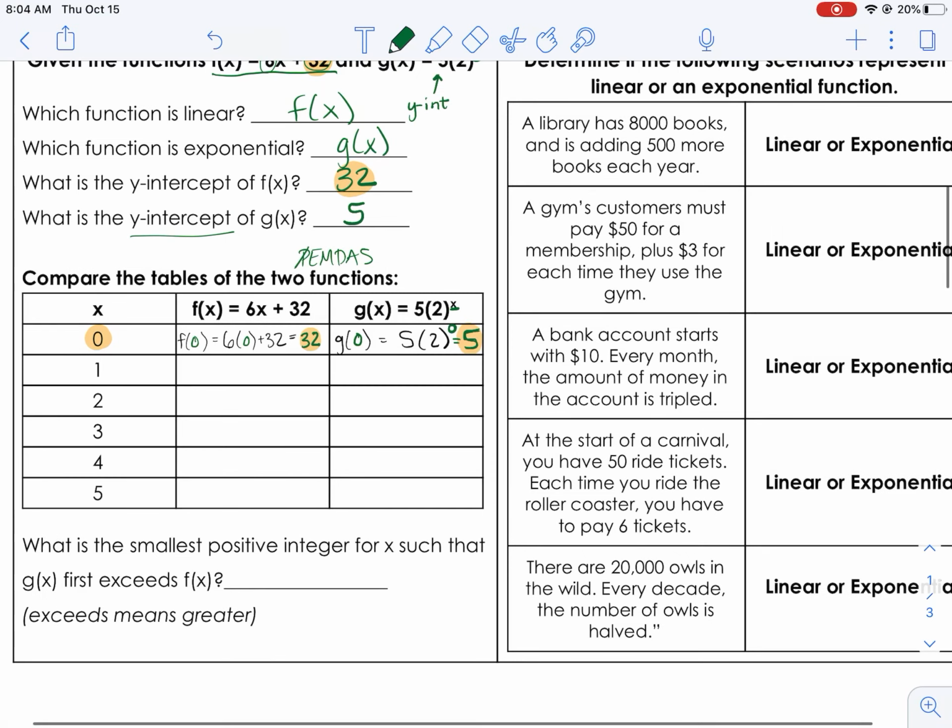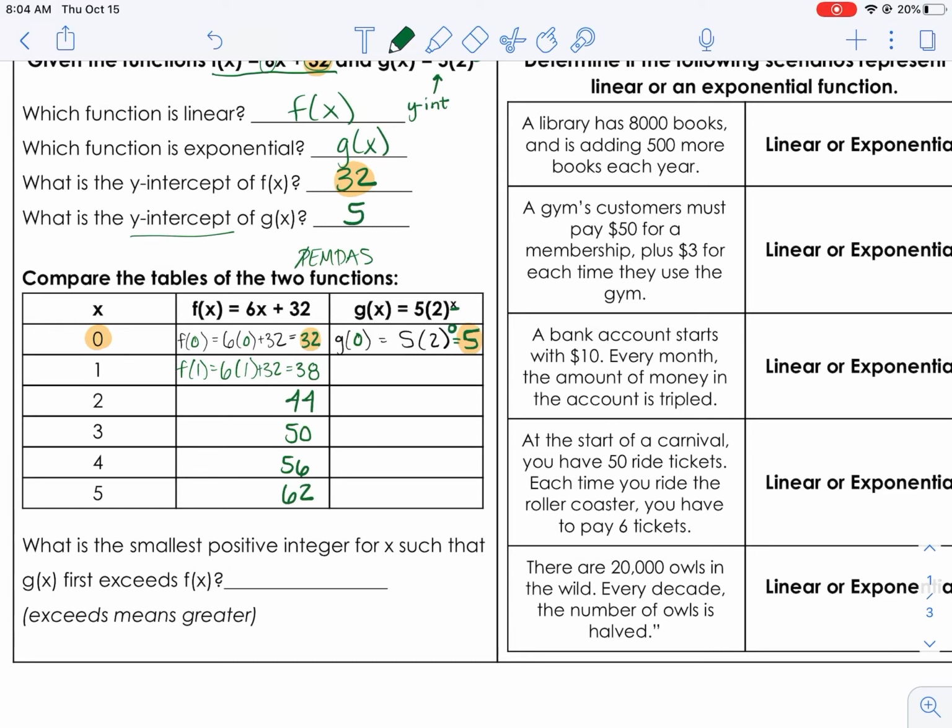We'll just keep on going here. So if I wanted to plug in f of 1, I would do 6 times 1 plus 32. 6 times 1 is 6, plus 32 is 38. Okay, and I know that my slope is 6, so I'm essentially just adding 6 every single time. So if I do 38 plus 6, I get 44. I'm going to add 6 again, and I'm going to get 50. Then we'll have 56 and 62.